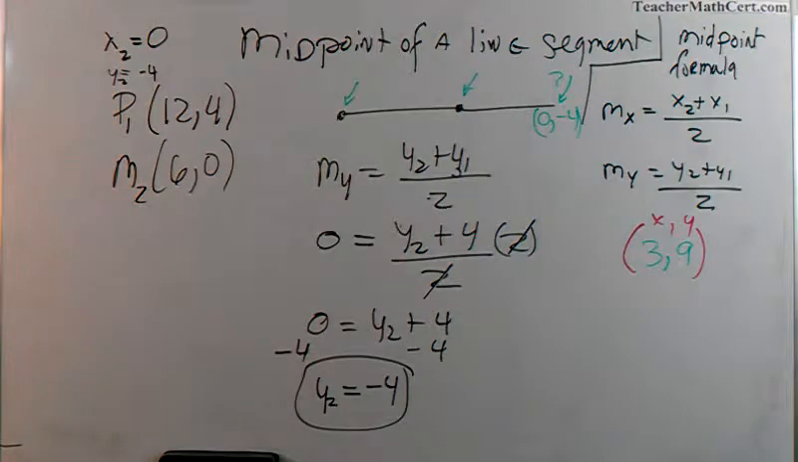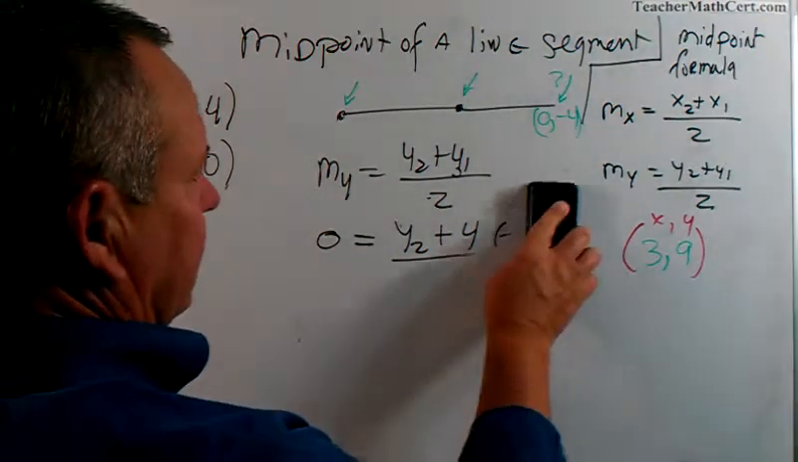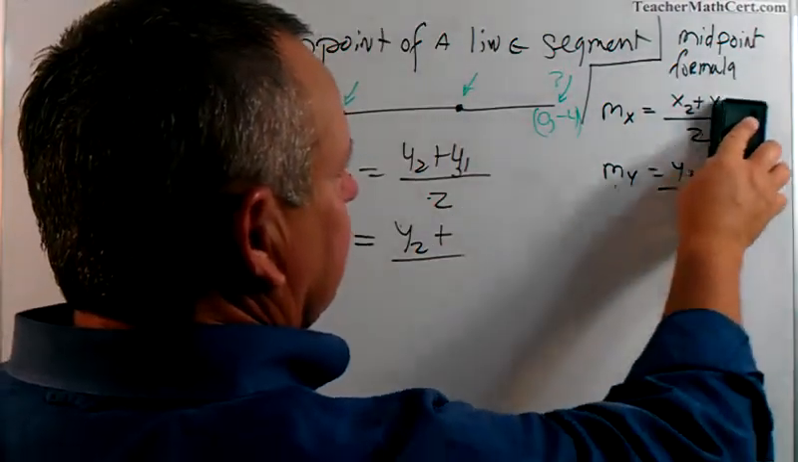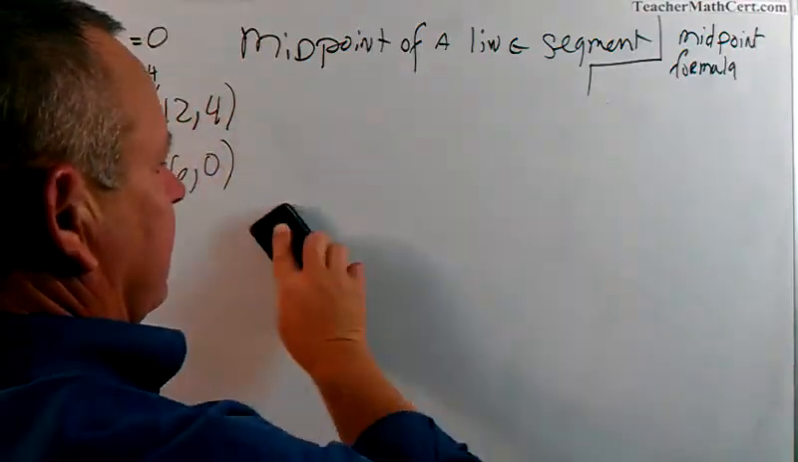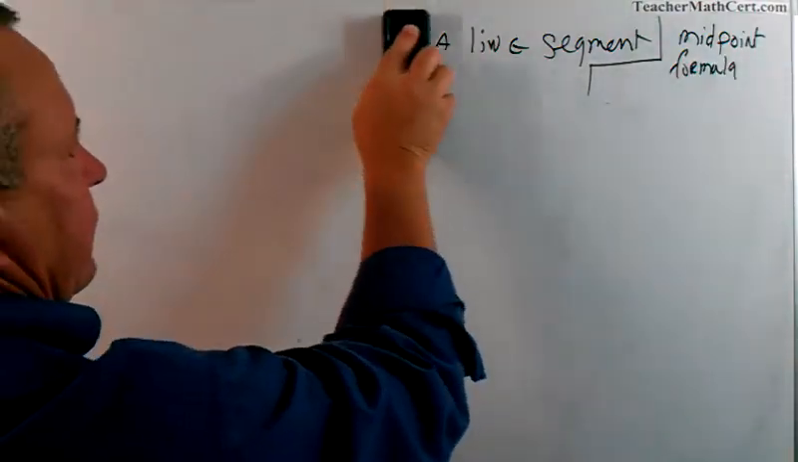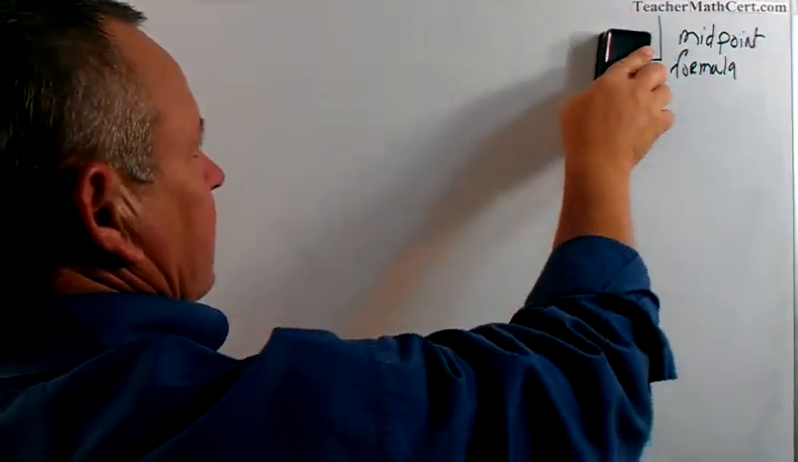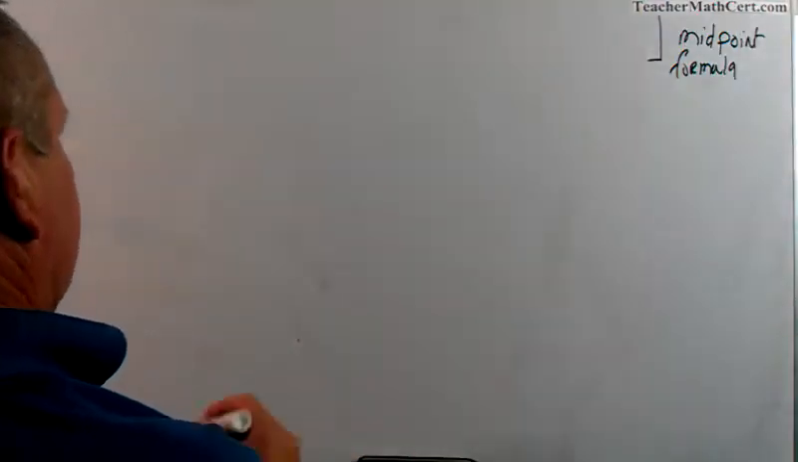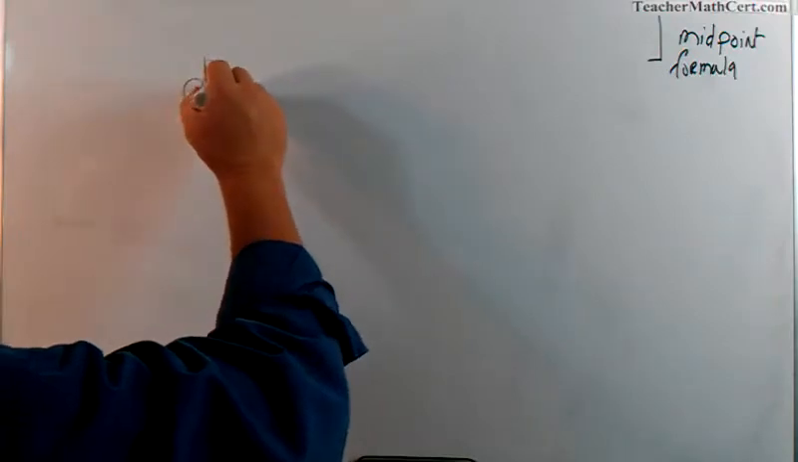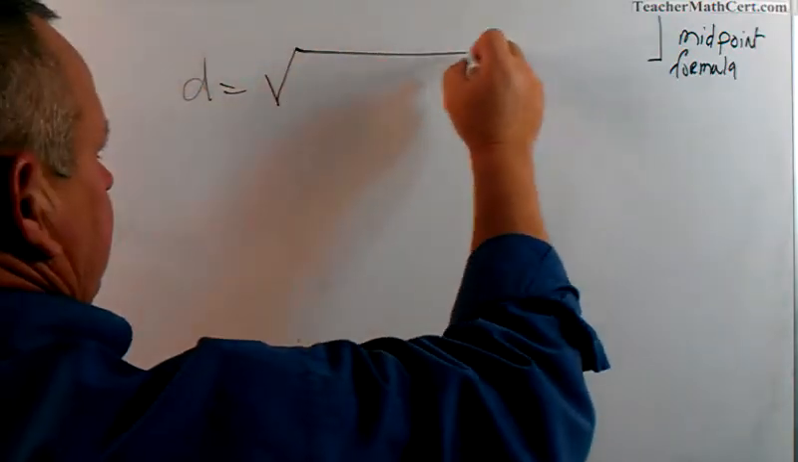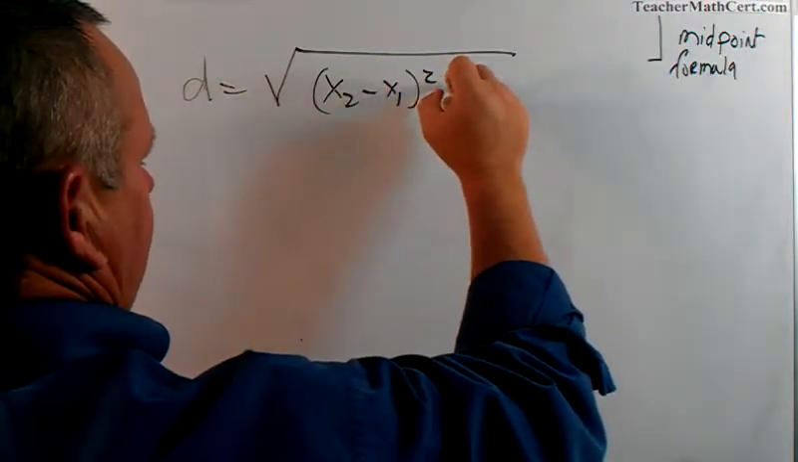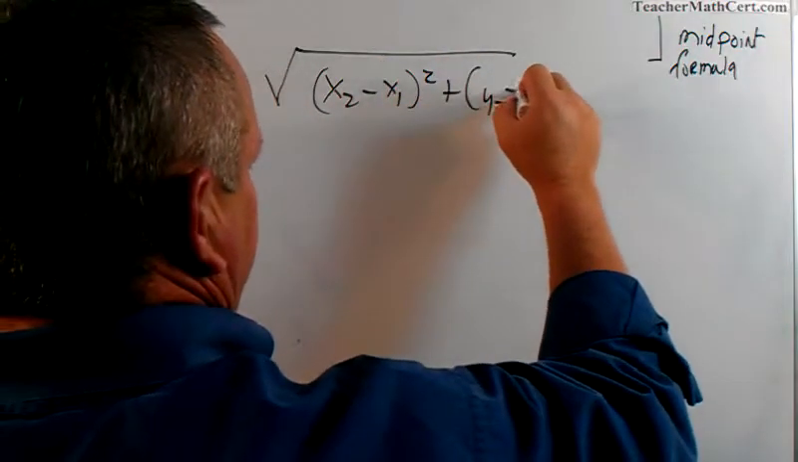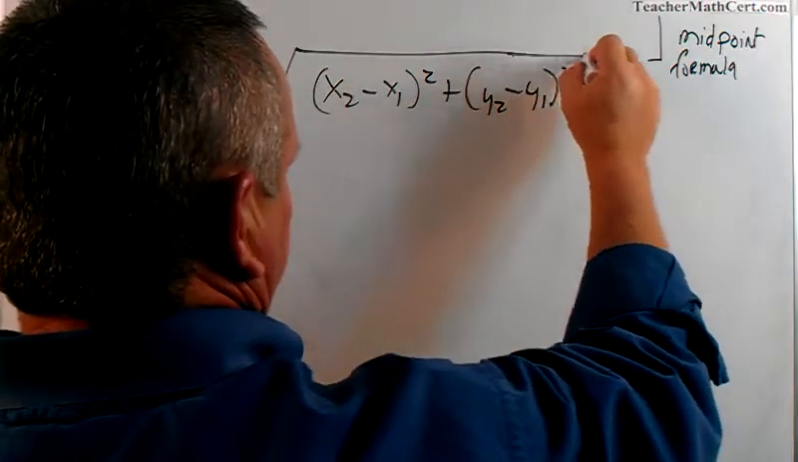Okay, let's see what time we've got here. All right, we're going to cover one other topic here, and that is the distance formula. How do you find the length, or the distance, between 2 points? It's called the distance formula. And the formula is d is equal to the square root of x sub 2 minus x sub 1 quantity squared plus y sub 2 minus y sub 1 quantity squared.